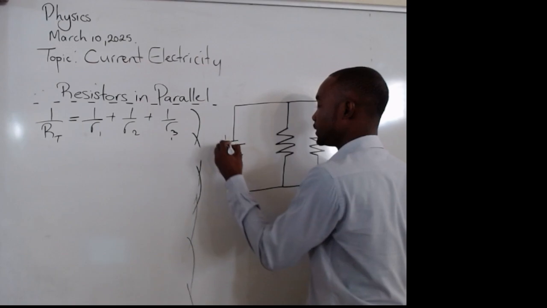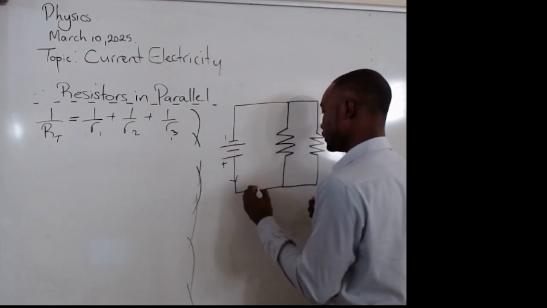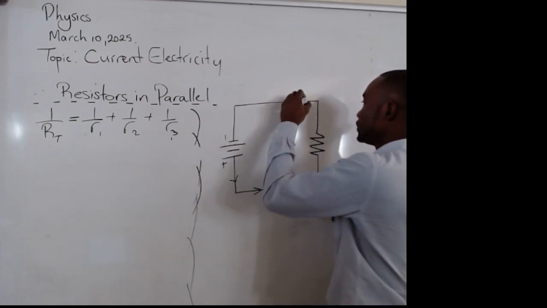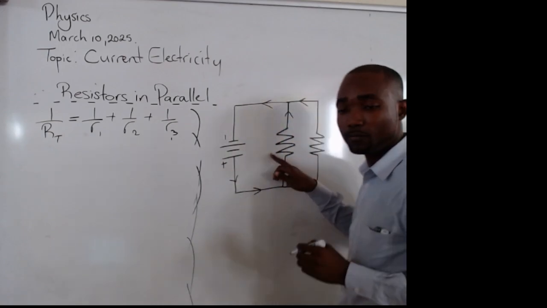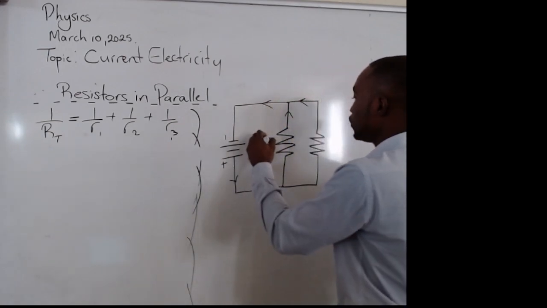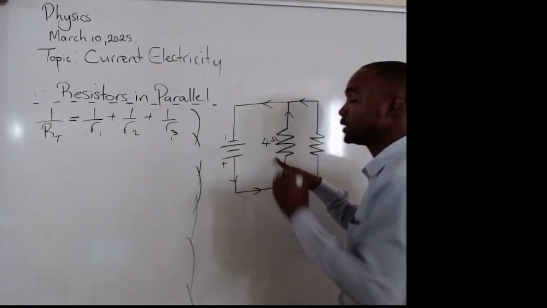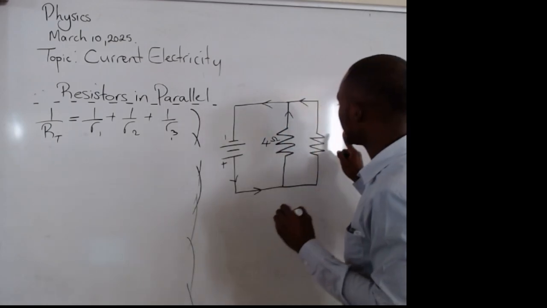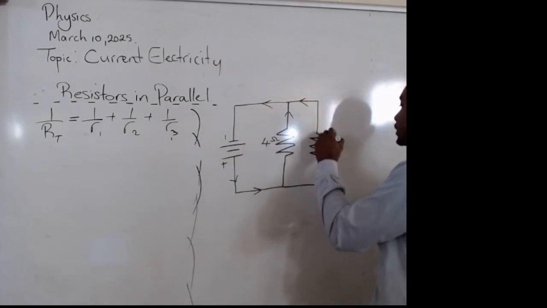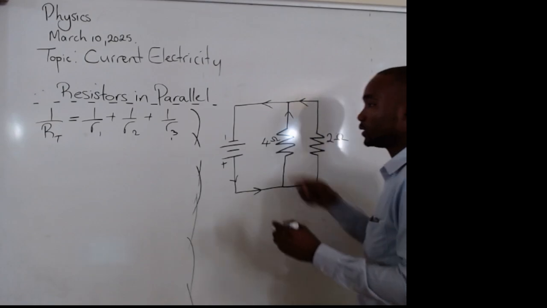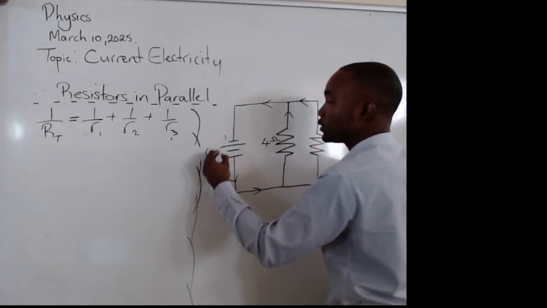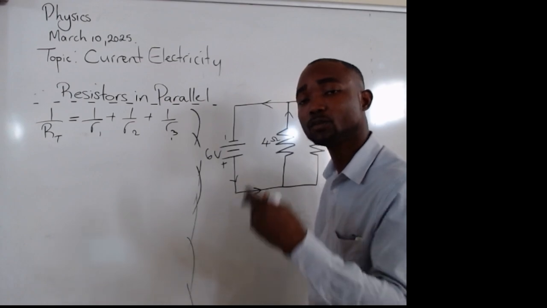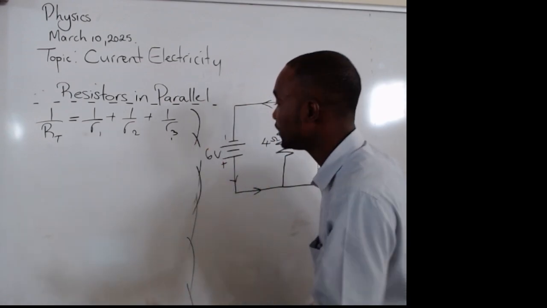Positive terminal, negative. We know that the current flows from the positive terminal around to the negative. Now the value for this one is 4 ohms. So this is going to be our R1. Let's make this R2. This is 6 ohms. Now the formula states that 1 over RT is equal to 1 over R1 plus 1 over R2 plus 1 over R3, and we could continue.